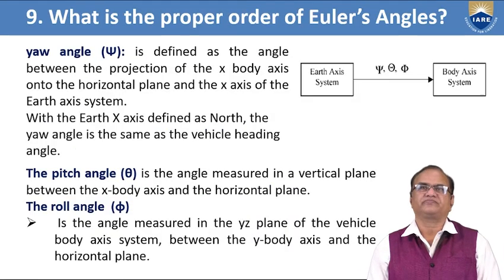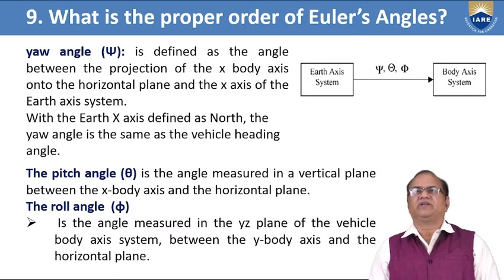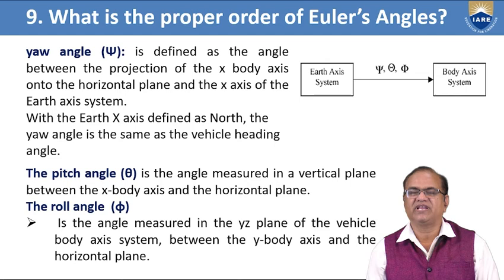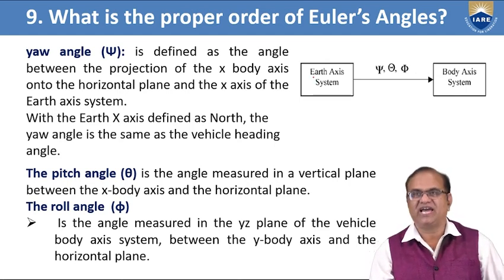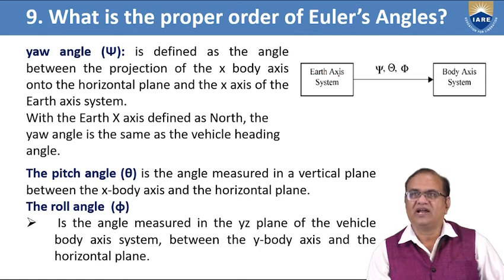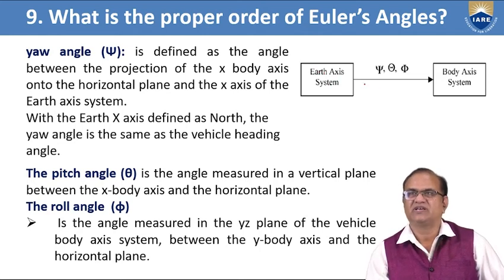Now, what is the proper order of Euler angles? This is also very important. Just now I have discussed. You can see here this diagram. If you want to go from earth axis system to the body axis, first you have to rotate psi.